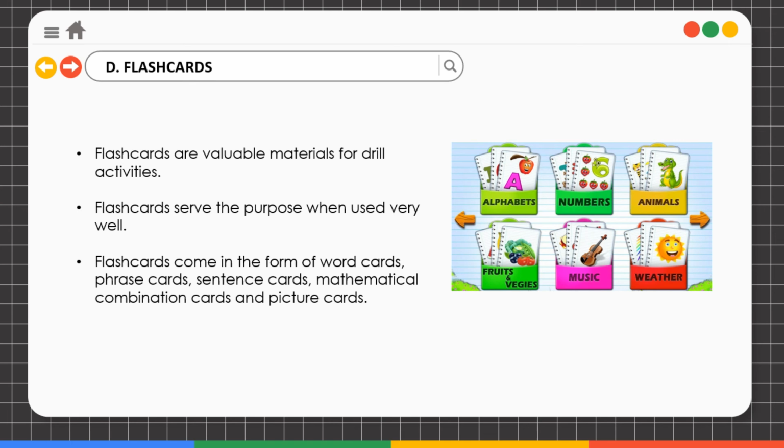Flashcards come in a form of word cards, phrase cards, sentence cards, mathematical combination cards, and picture cards. So ito yung mga maliliit na hugis kudrado tapos kakaunti lang yung mga nakasulat. So usually ang mga ito ay baliktaran. Nasa harap yung tanong tapos sa kabilang side naman nakalagay yung mga sagot. So there are considerations we must know and follow in using flashcards.